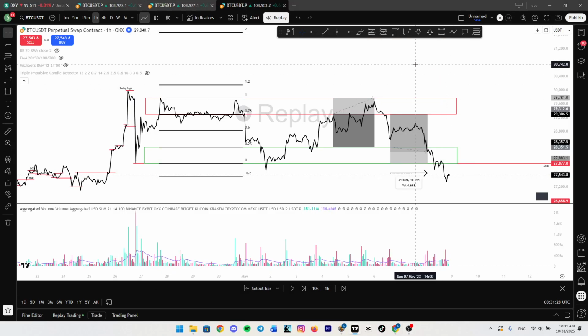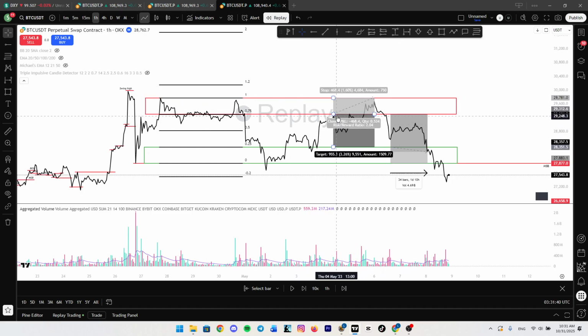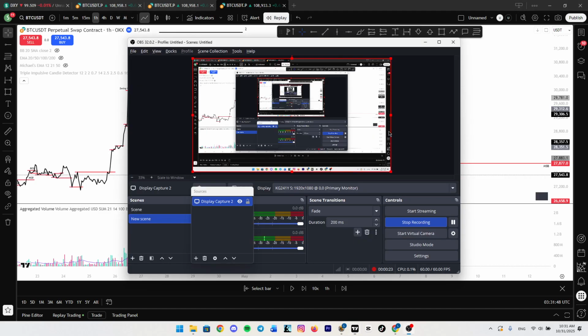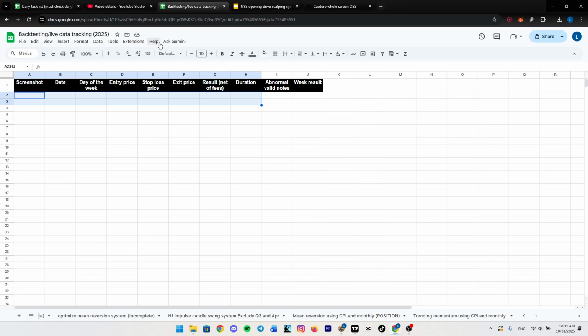So after we backtest and we got all the numbers, got all the trades, we know the result, whether we win or lose. In this case, we lose two trades. So next, we have to open the graph, which shows the entry, stop loss, and exit price. There's the date, there's the screenshot of it, there's the duration of the trade, and we are just collecting the data.